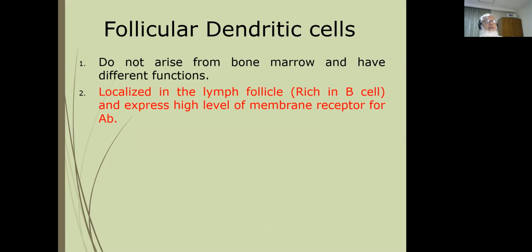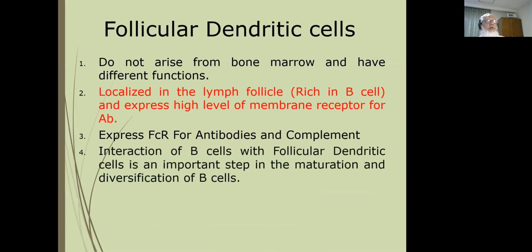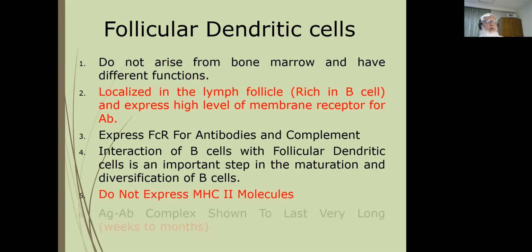that region which is rich in B cells. They express a high level of membrane receptor for antibody. They express receptor for complement also. Interaction of the B cell with follicular dendritic cell is an important step in the maturation and diversification of B cells. They do not express MHC II molecule, so they do not act as antigen presenting cells. Antigen antibody complex is shown to last very long, weeks to months.